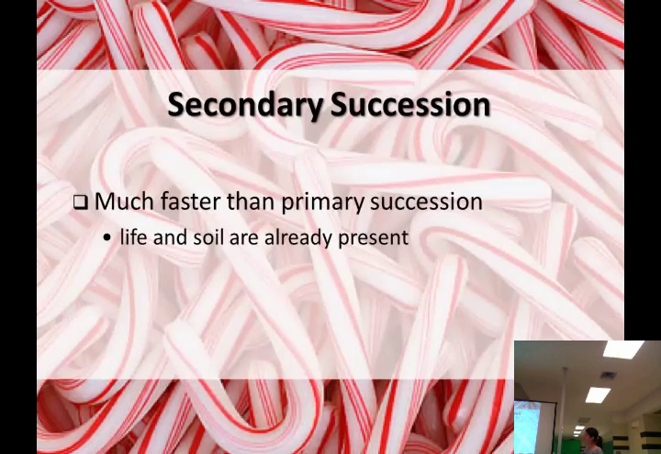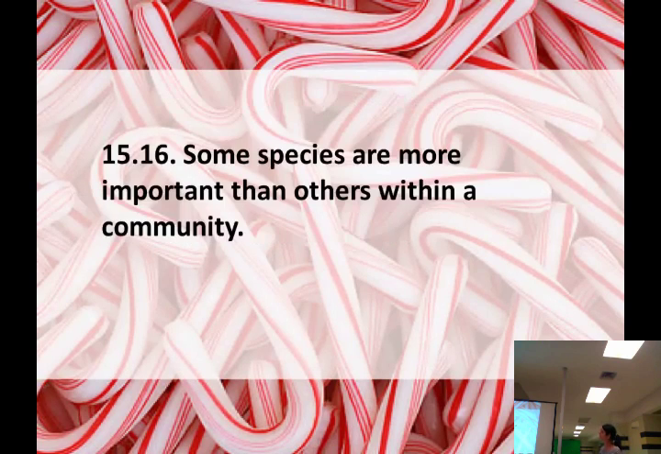So secondary succession happens much faster than primary succession. It's much easier to grow if there's something already growing there than if there's nothing growing there. So life and the soil, as long as soil is already present, that's the best place for succession to occur. Some species are more important in a community than others are.